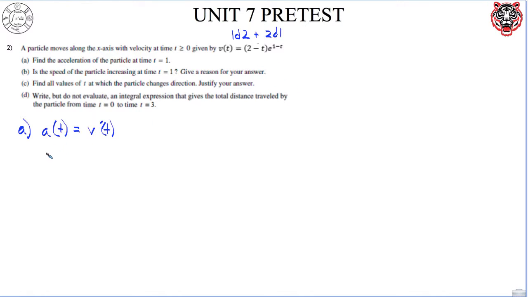So product rule. Acceleration of time is going to be equal to 1d2. Tell me what to write. 2 minus t, e to the 1 minus t. Yeah, be careful here, e to the 1 minus t times negative 1. Be careful of that inner. Inner is 1 minus t, d inner is -1.